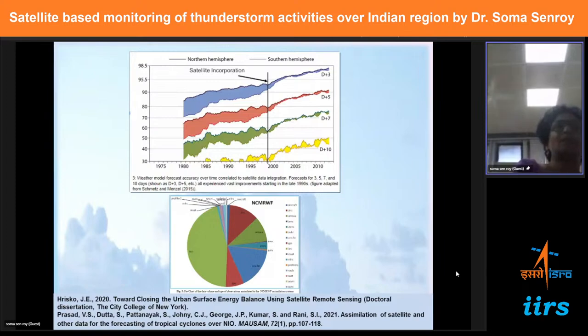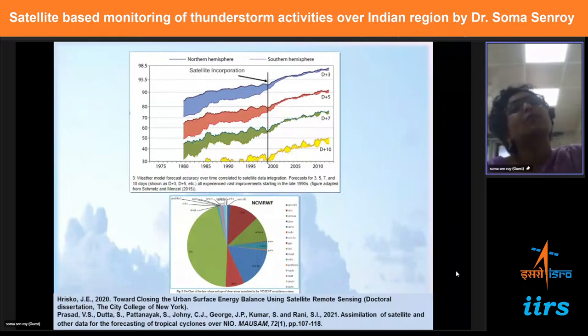Can you see this pie chart? If you read it carefully, you will see that a very thin slice of this pie is from surface radiosonde observations. Aircraft constitutes another very small component, but the major part of this pie chart, 97 to 98% of the data which is currently being assimilated into NWP models operationally, is from satellite data.